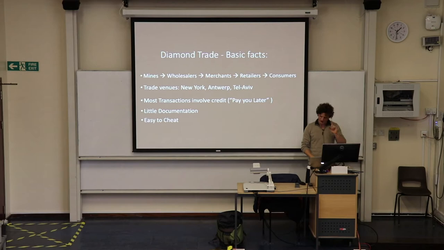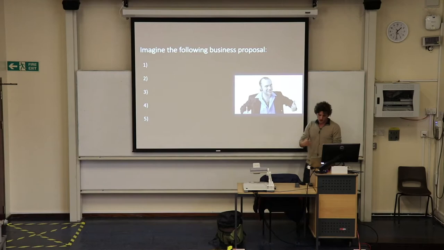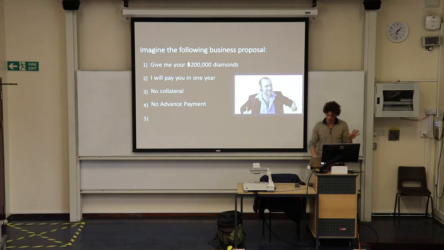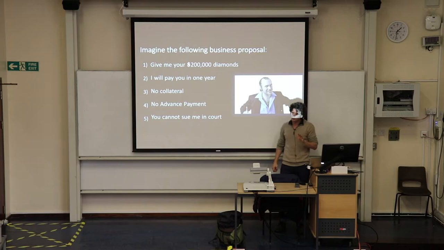So, last exercise for the day. Imagine the following business proposal. Some guy comes to you and says, give me your $200,000 diamond, and I'll pay you in 1 year. Okay, fair enough. But, he adds, no collateral, no advance payment. Oh, and just one last thing, you cannot sue me in court. That's the business proposal.